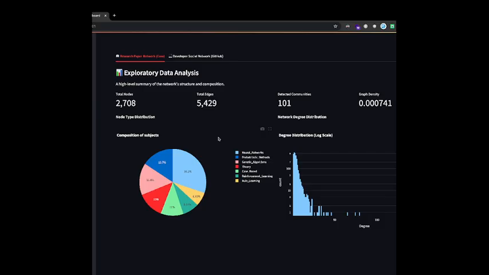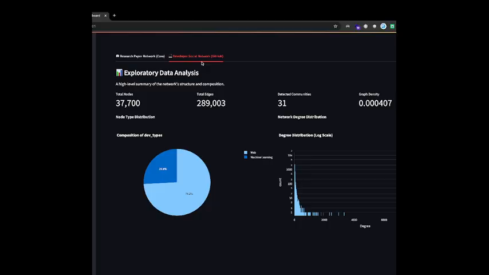Hello everyone, I am Bibek. Thank you, Sasa. And now I will walk you through our interactive dashboard where all of this analysis comes together. So, as you can see, we have built a Streamlit app with a clean tabbed layout, one for the Cora citation network and another for the GitHub developer social network.